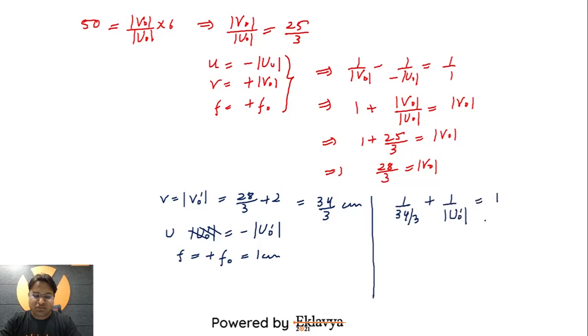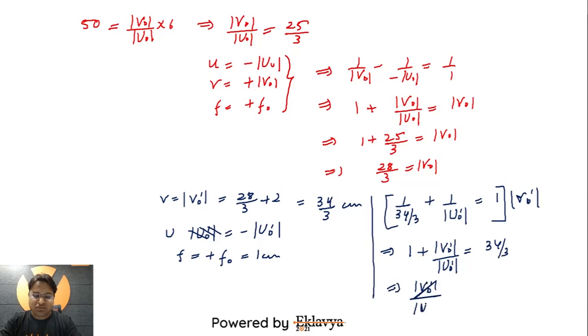In fact, we are actually interested in the ratio of mod V naught prime by mod U naught prime. So let's simply multiply this entire equation by mod V naught prime. By doing that, we'll get a 1 here, and we'll get mod V naught prime by mod U naught prime plus 1 is equal to mod V naught prime, which is 34 by 3. So this would mean that mod V naught prime upon mod U naught prime is 34 by 3 minus 1, so that's 31 by 3.